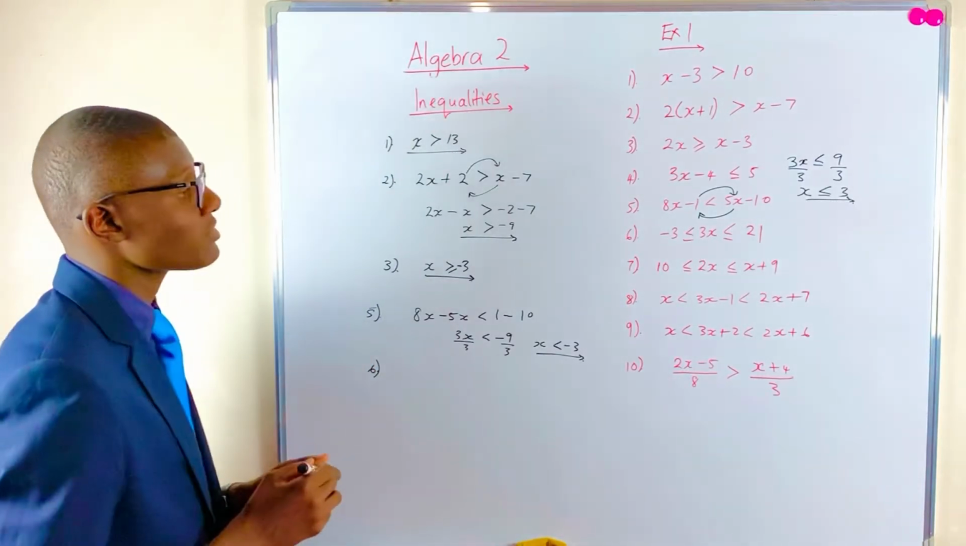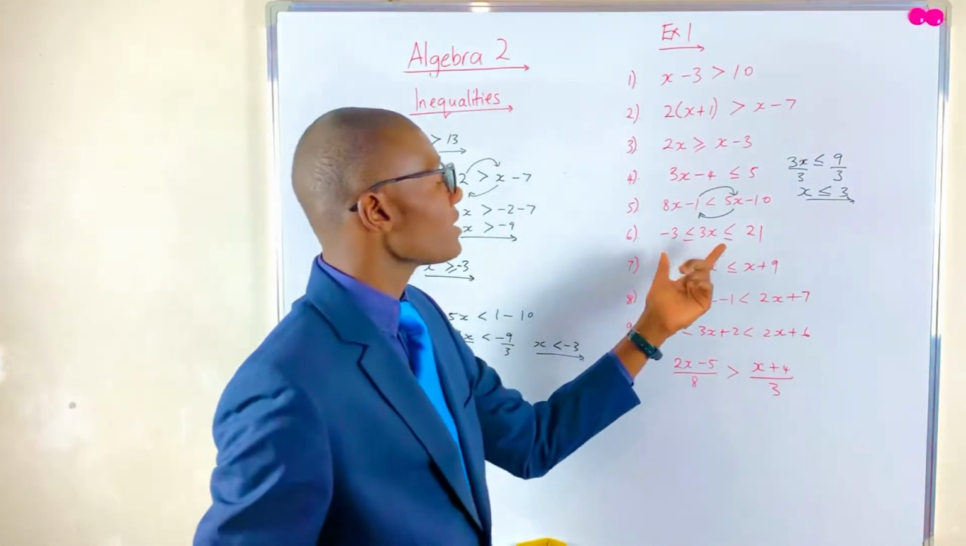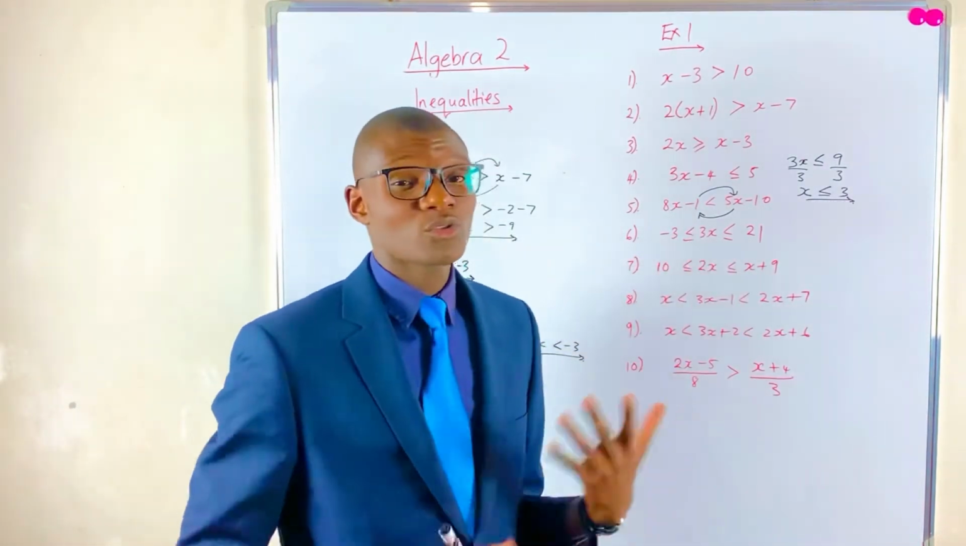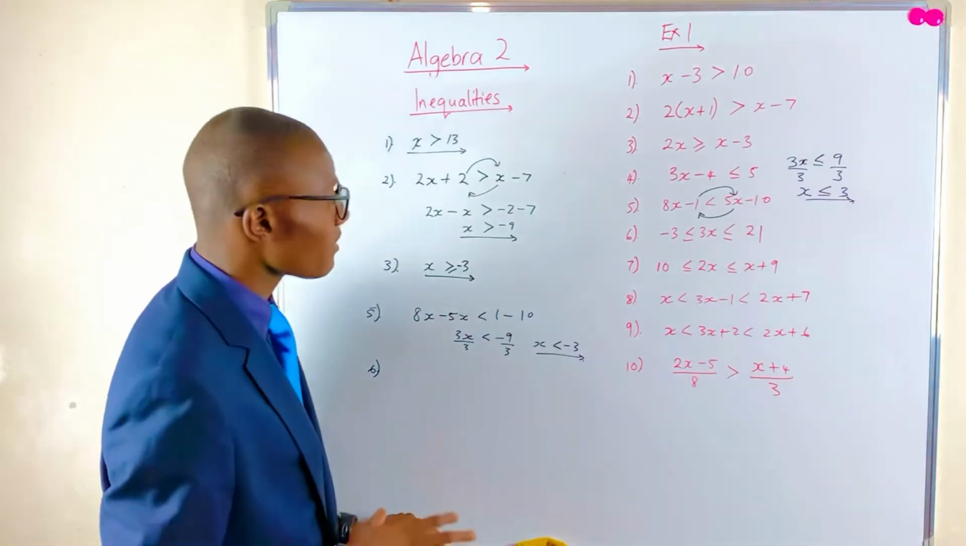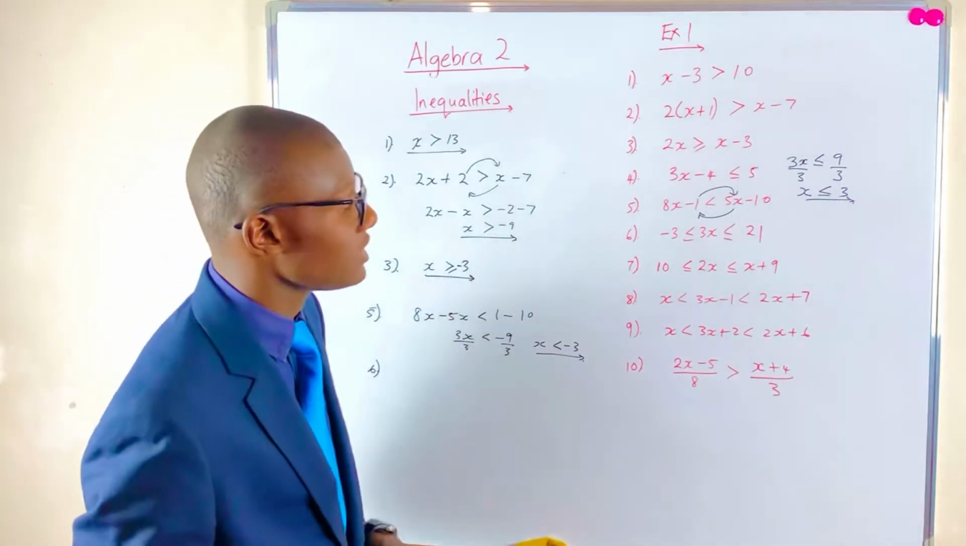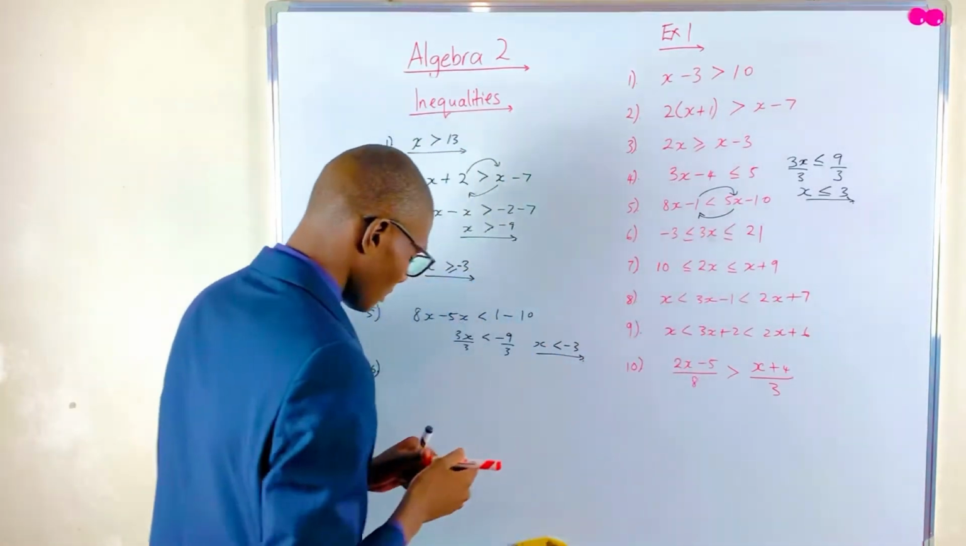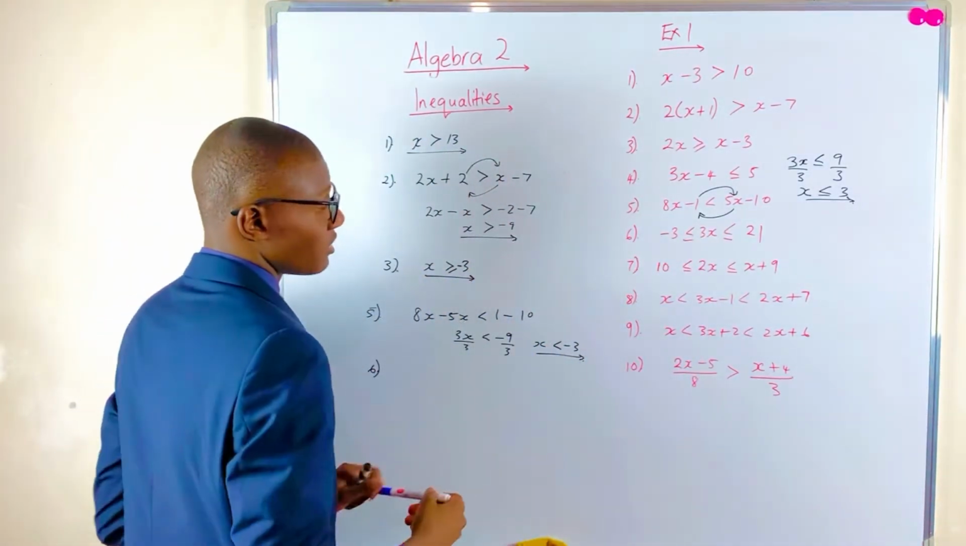Then moving on to number 6. Now we've got minus 3 less than or equal to 3x less than or equal to 21. So now what's happening is that we've got two inequalities. So the first inequality set is this one. Let me put it in blue.